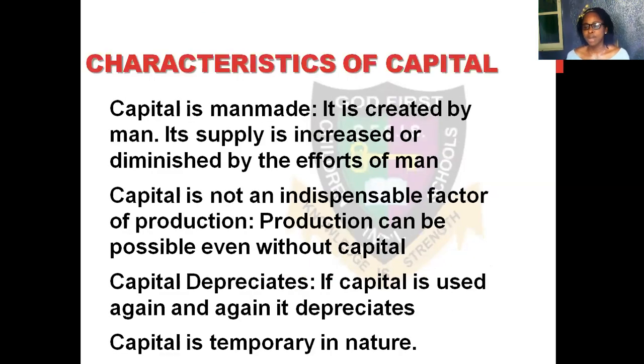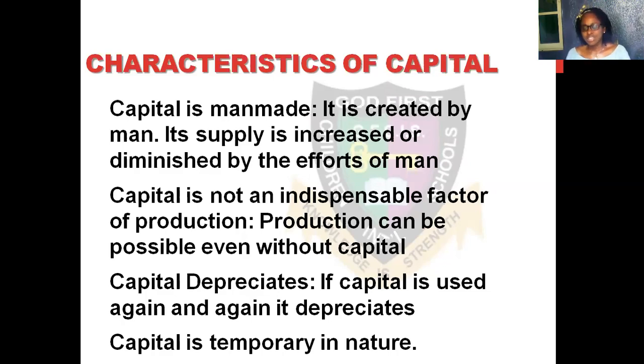Three, capital is man-made. It is created by man. Its supply is increased or diminished by the effort of man. Once the man is not available, the capital will prove abortive. Its supply can be diminished and can also be increased by man. Capital is man-made. It is created by man and its supply is increased or diminished by the effort of man. So we move ahead.